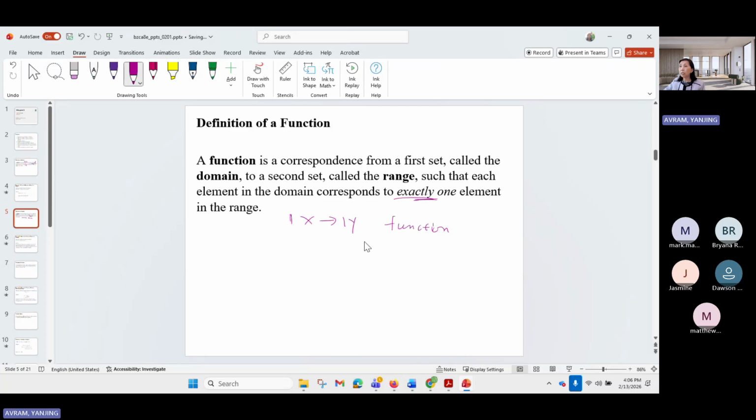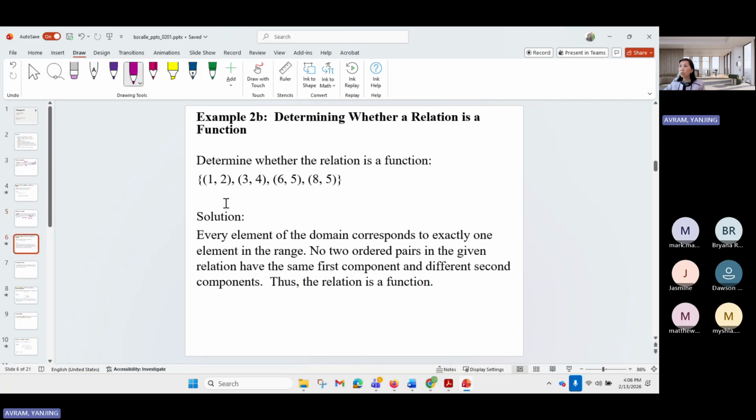A different x can have the same y, but you only need to have one y. All right, so look at this one right here. I usually like to write it down in an organized way: 1 corresponding to 2, so this is x, this is y, and then 3 corresponding to 4, 6 corresponding to 5, 8 also corresponding to 5.